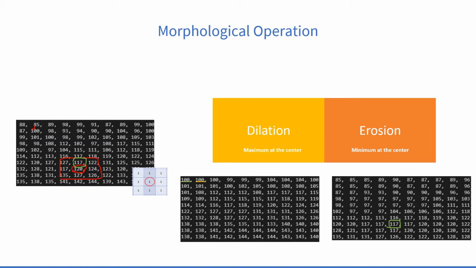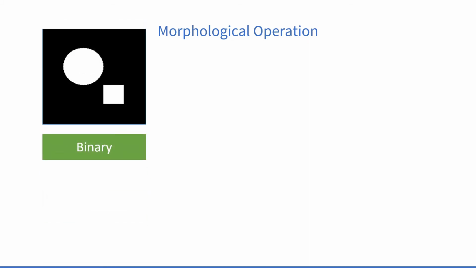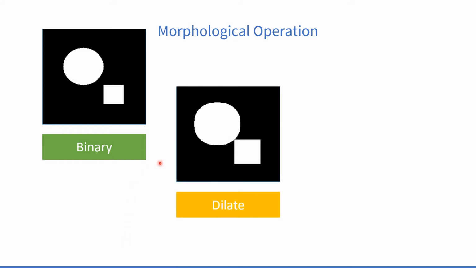Let's see the morphological operation in action. Let's take a binary image with one circle and one square. This is a binary image. Here everything is 0 and in the center everything is 255. Once we apply dilation here, you can see there is a spread of the circle and square. So the size is increased with respect to the shape. You know what happened, right? In the border area, the white will replace as a maximum value.